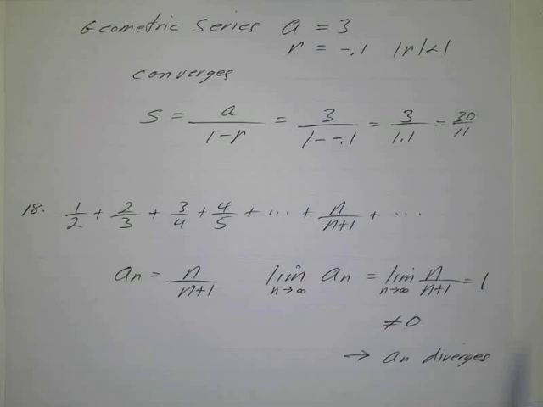Remember, if it converges, the limit will be equal to 0. All right? If the limit's equal to 0, we don't know for sure if it converges, but if it does converge, the limit must be equal to 0. All right? If the limit's not equal to 0, then it can't converge. Therefore, it must diverge. Okay? So those help.